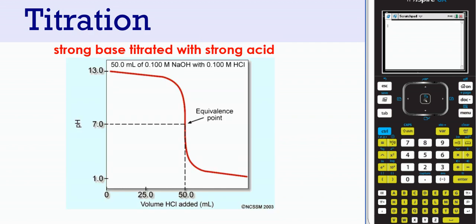Strong base being titrated by a strong acid: you should note that we're starting with a base this time, okay? The base has acid dripped in. We have a nice high pH. It's going to be almost a vertical drop again, and then we're finishing with a very low pH. So it's just a reverse.